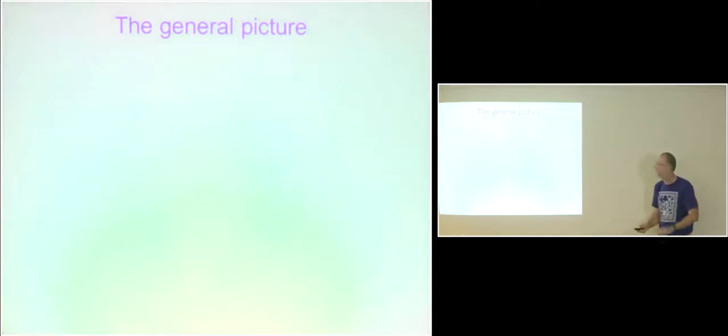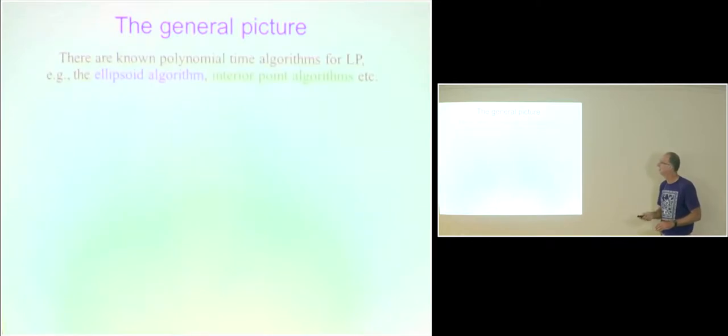Okay, so I'll take something like 5 minutes to give you a non-technical explanation of the meaning of all this, what we did, and why it's interesting. As I mentioned, there are actually polynomial time algorithms for LP. There's an ellipsoid algorithm, and there are interior point algorithms. So why do everything we did here, if everything is polynomial?